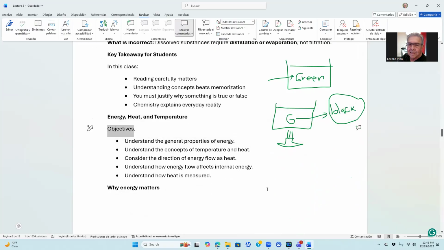Objectives. Understand the general properties of energy. Understand the concepts of temperature and heat. Consider the direction of energy flow as heat. Understand how energy flow affects internal energy. Understand how heat is measured.